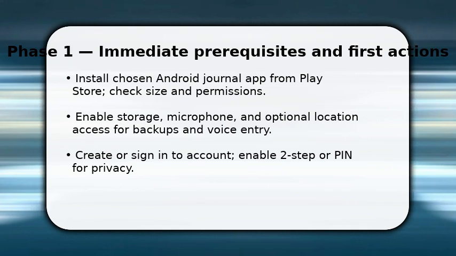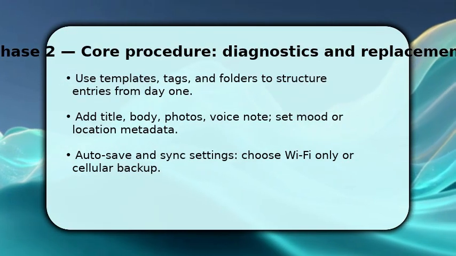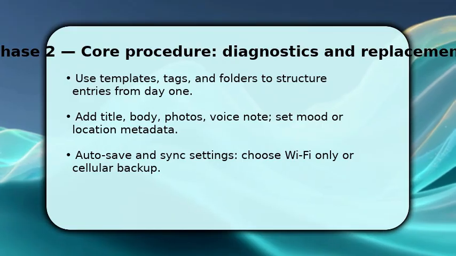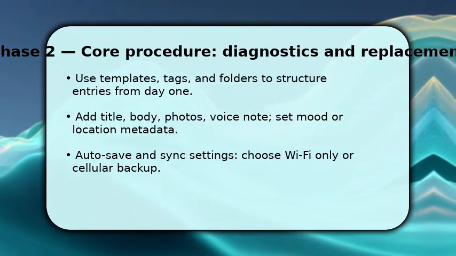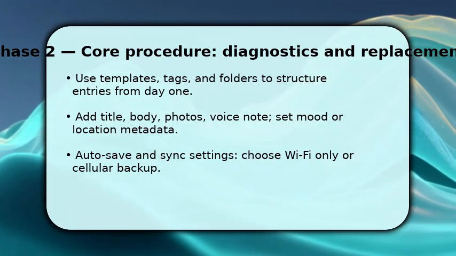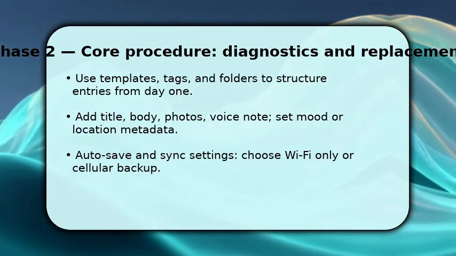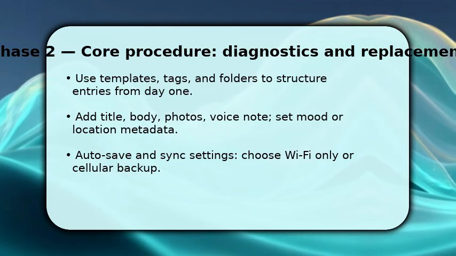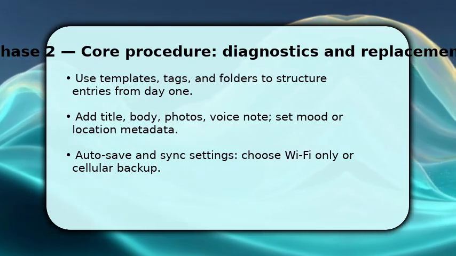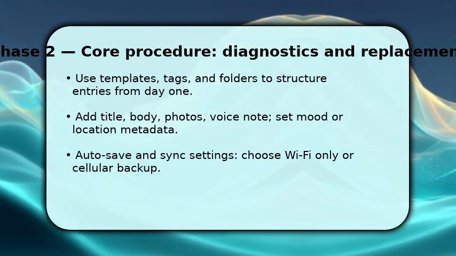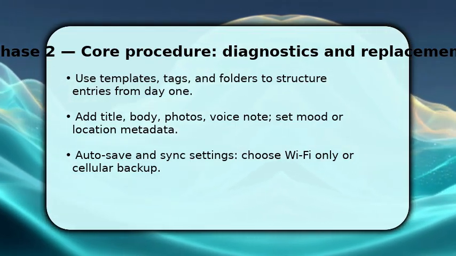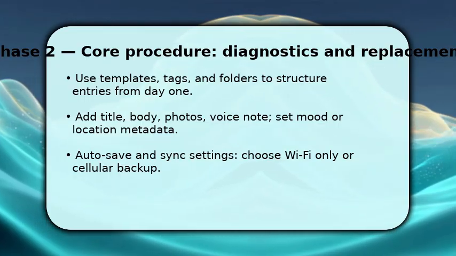You now structure how you will capture content. Start by creating a template, title, prompts, tags, and a folder. This saves time later. Add an entry, type the body, attach photos or a voice memo, and tag mood or location for easy retrieval. Make sure autosave is enabled so nothing is lost, and set sync preferences, Wi-Fi only if you want to limit data use. Once this structure is consistent, search and review become fast and reliable.